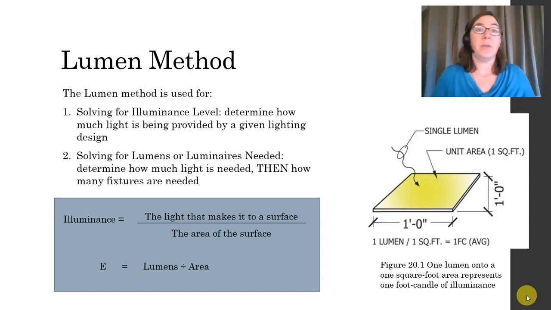You've been introduced to the Lumen method last week when we were talking about illuminance. It's defined as the light that makes it to a surface divided by the area of that surface. In a little bit more mathematical terms or formula, we have E, illuminance is the symbol E, equals lumens divided by area.